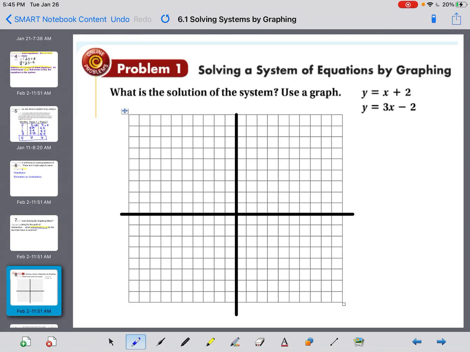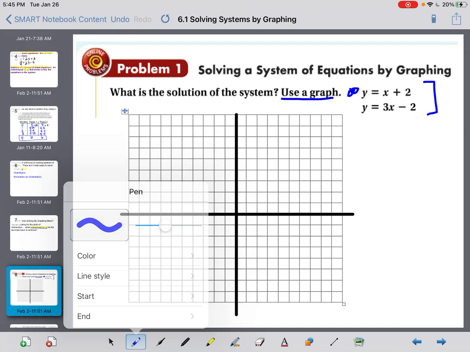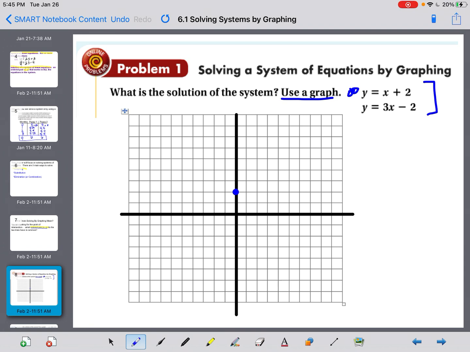Okay, let's practice that. They're asking us to solve this system of equations using a graph. So that means I'm going to take this first line and graph it. I'm going to start at 2, and I'm going to go up 1 over 1 since my slope is 1. Okay, so I know that my graph is going to look like this. Sometimes it helps to go as far across the graph as you can because you never know where the other one is going to cross.